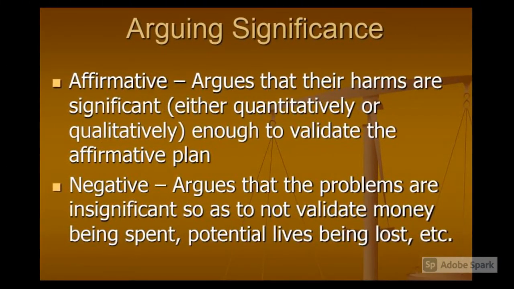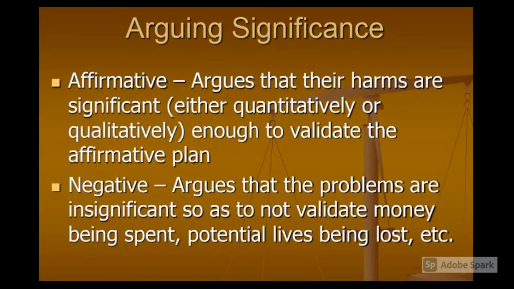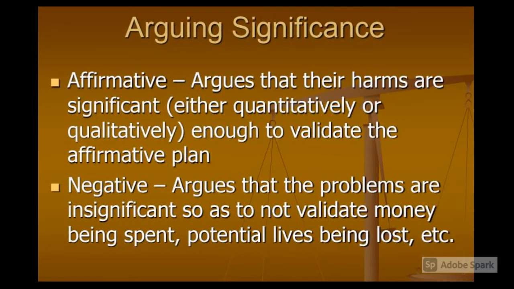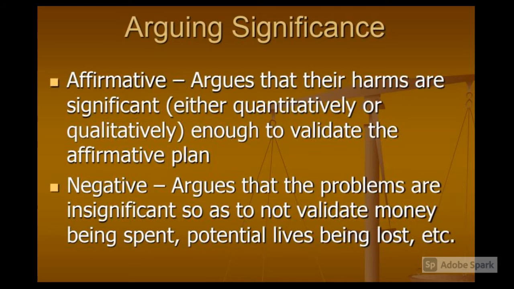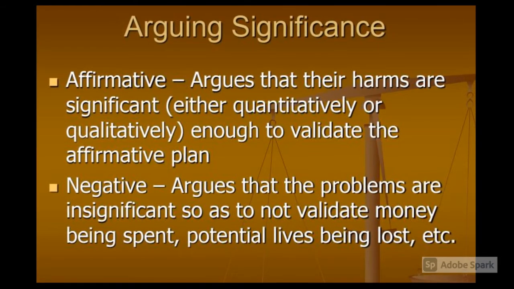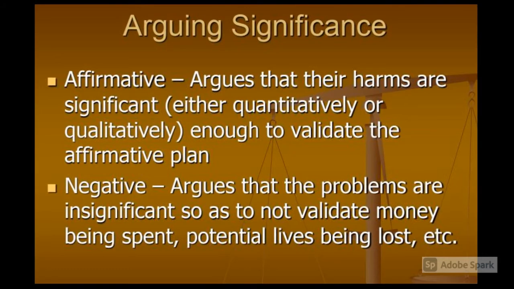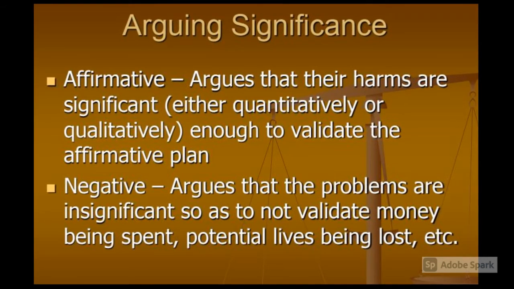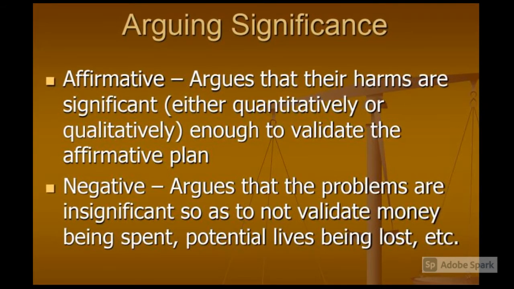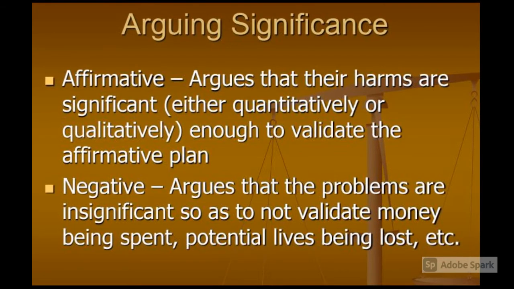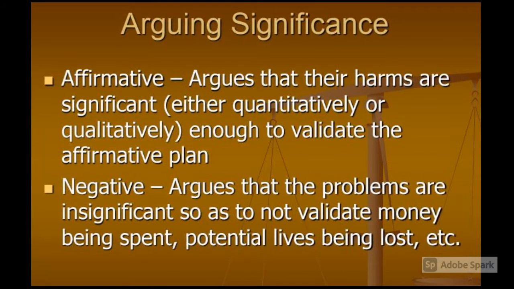So if you have very kind of lower harms, like it's not like millions of people are dying right now, then you probably can skip significance and just go straight into your solvency. But you do need to make some small reference to the fact that your harms are great enough that it warrants us changing things right now and not 10 years from now.